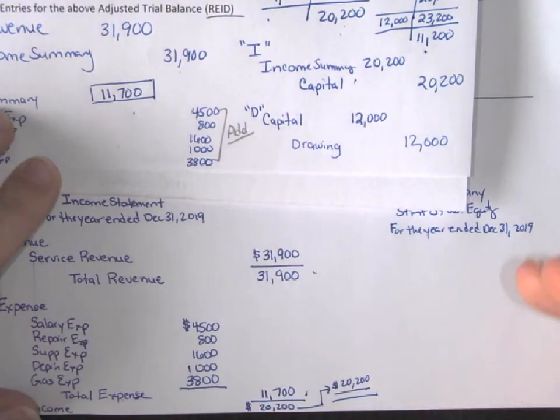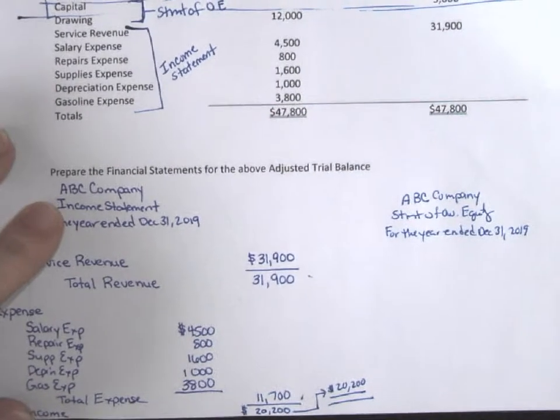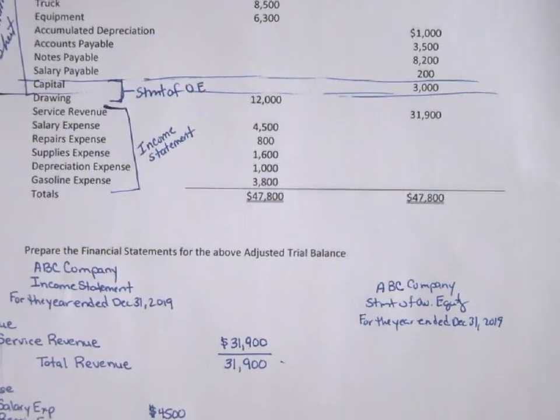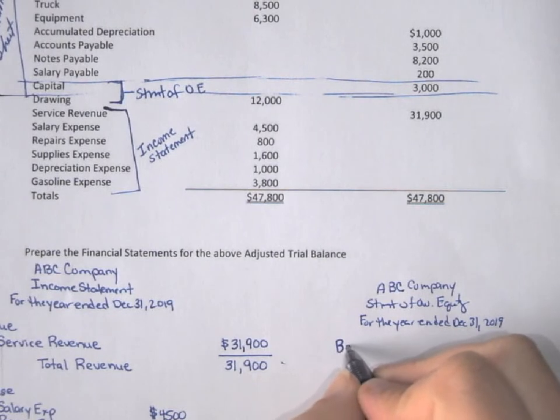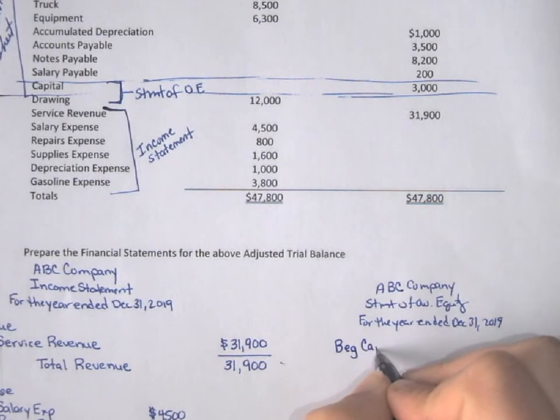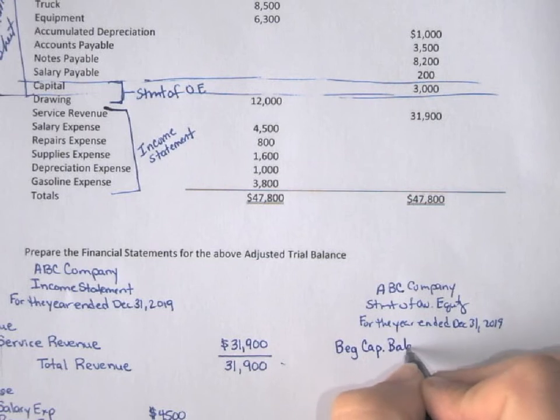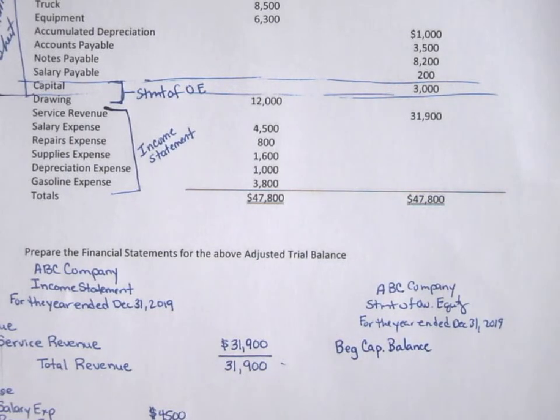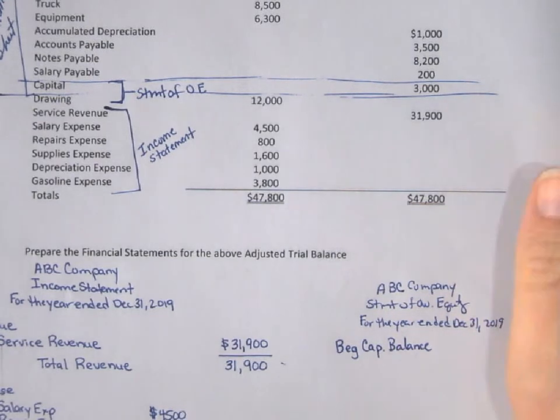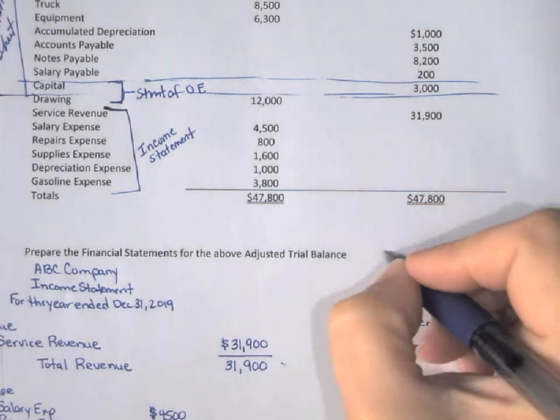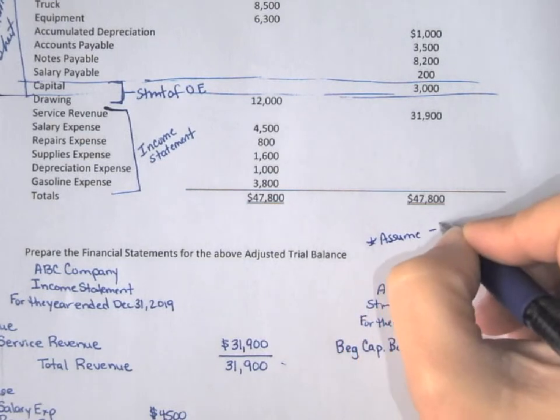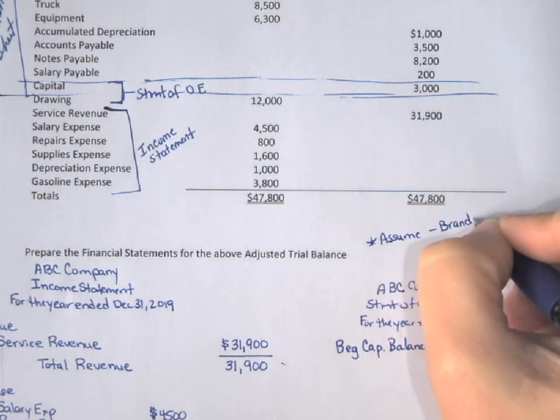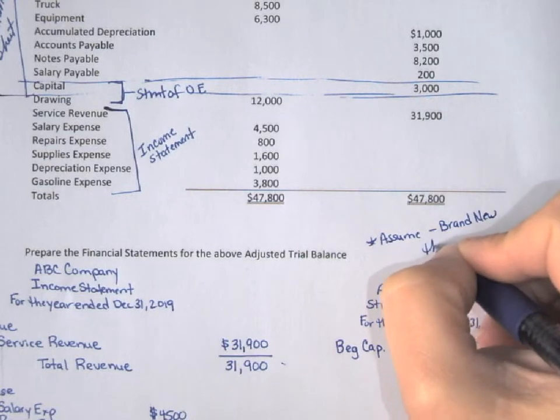Okay, so what I'm looking at here is the I and the D part of this and how it works out, and we'll look at that in just a moment also. But for this, I need to know what my beginning capital balance was, because that's the first part of this particular statement. Now you'll have a note out there. What we are going to assume in this one is that this is a brand new company that just started this year.